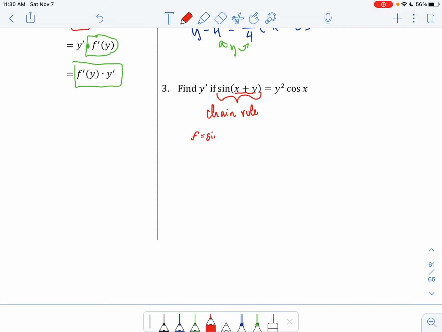So the outside function is sine. The f prime then is cosine. The inside function g is x plus y. So this is the first place where we're doing our implicit differentiation here. So g prime is equal to 1 plus y prime times the derivative of y. And the derivative of y, when these two are matching, just like the derivative of x, is also 1.